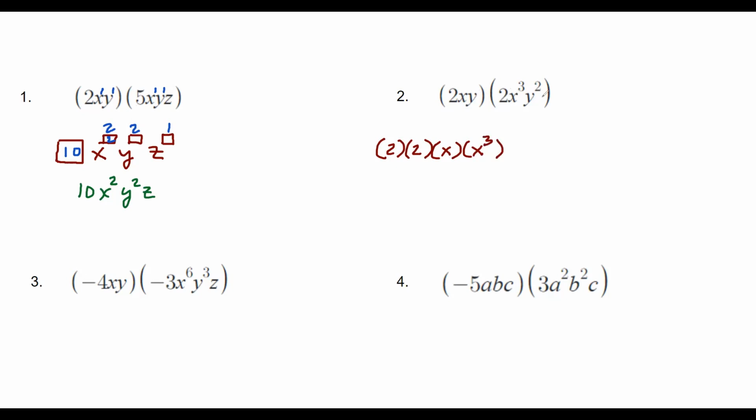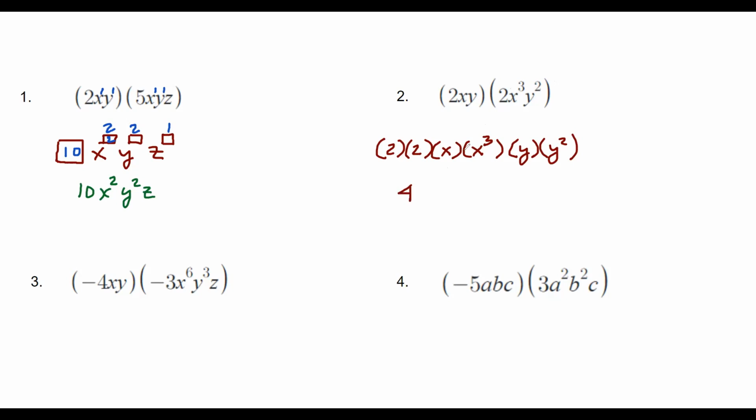Let me get my y's together. I have y in this first monomial. I have y to the second in the second monomial. So we've just rearranged the terms, and this might make it a little bit easier for you to do that multiplication and counting. 2 times 2 is 4.